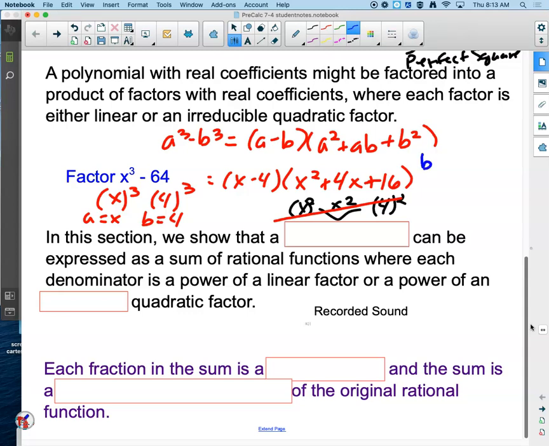Let me try b squared minus 4ac. So 4 squared minus 4 times 1 times 16. Well, that's going to be negative. I don't even need to know what it is. I just know it's going to be negative, and if it's negative, it's not a perfect square. So this is not going to be factorable.